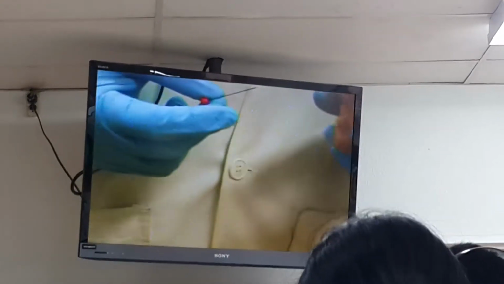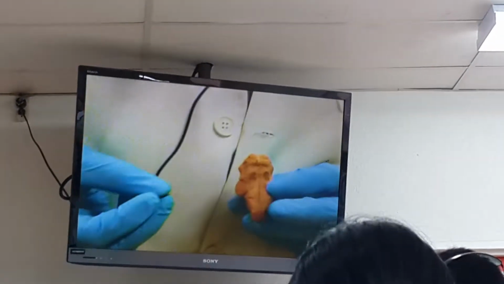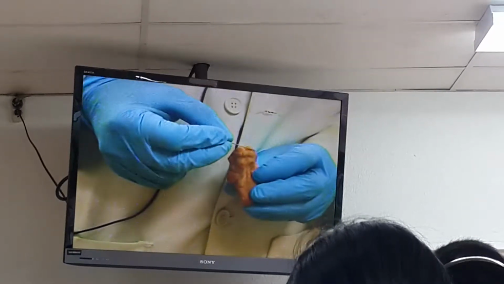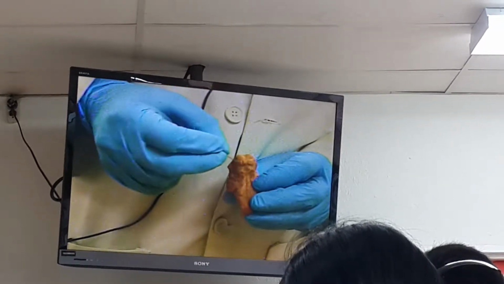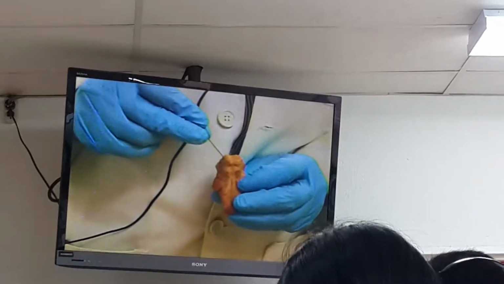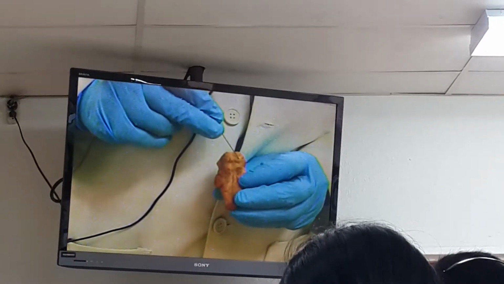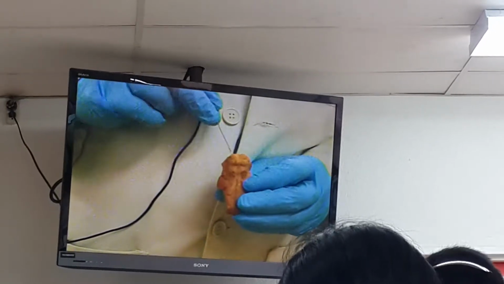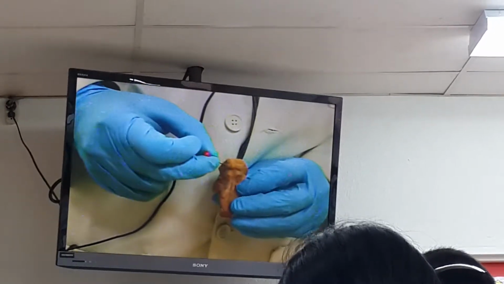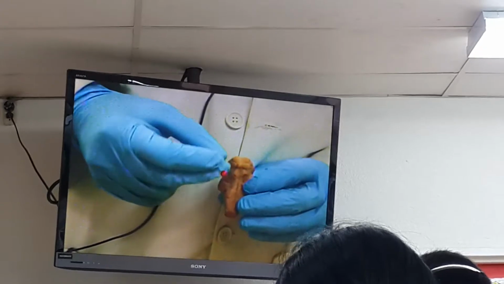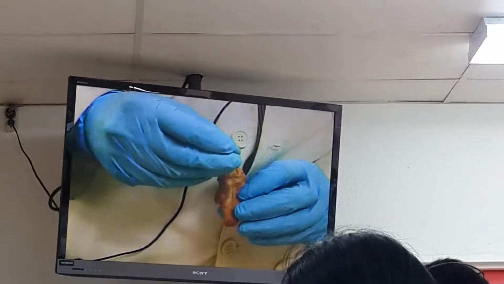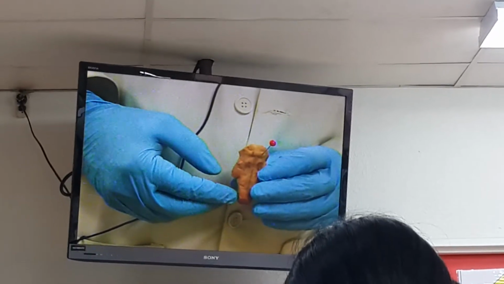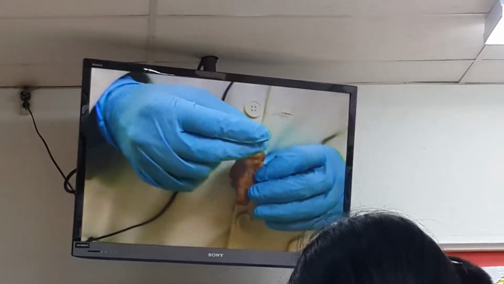Again, this is the back of the brain stem you see. This is the back of the midbrain, or dorsal surface of midbrain. You can see this is inferior colliculus. This is also inferior colliculus, superior colliculus, superior colliculus. Inferior colliculus down, and superior colliculus.